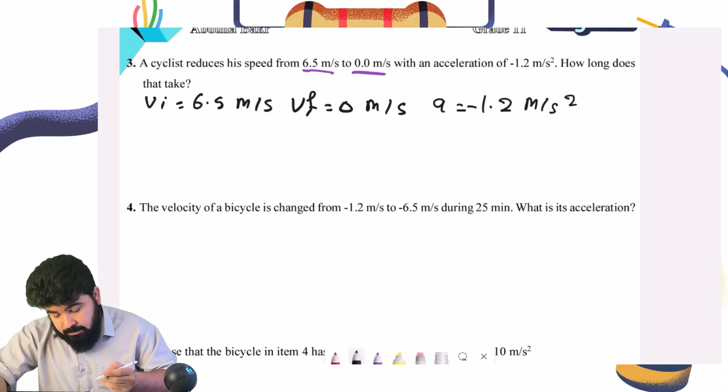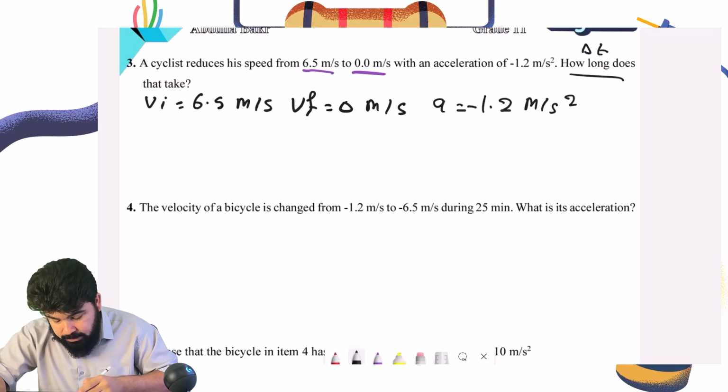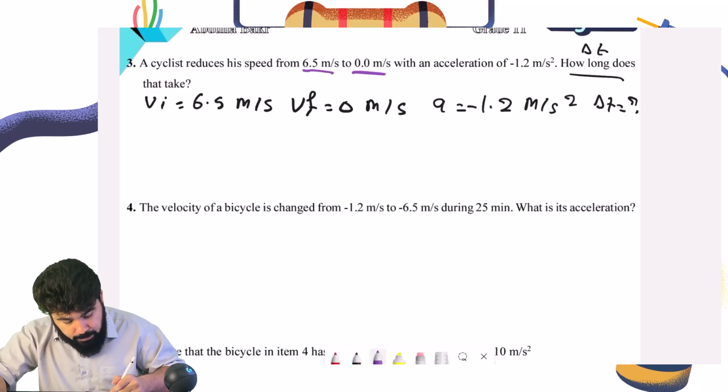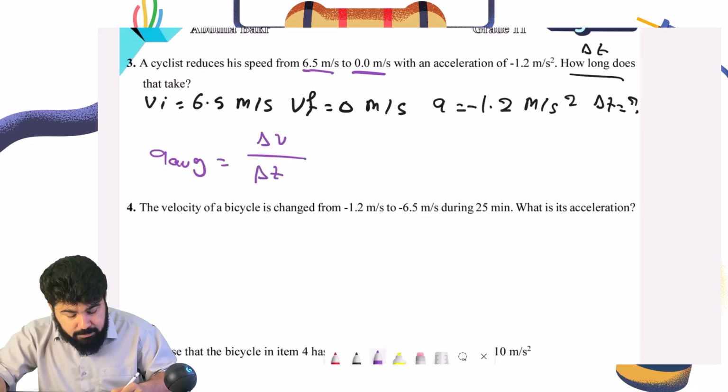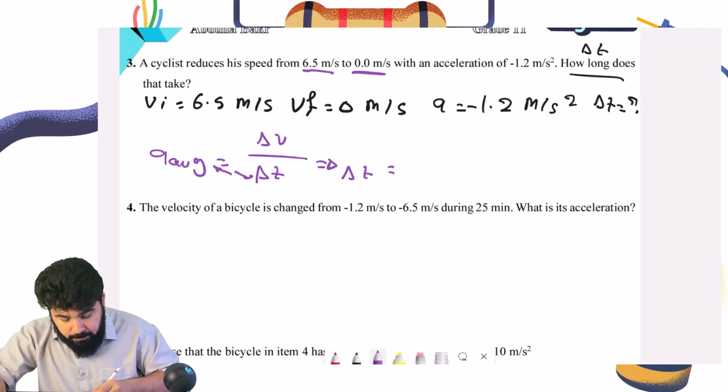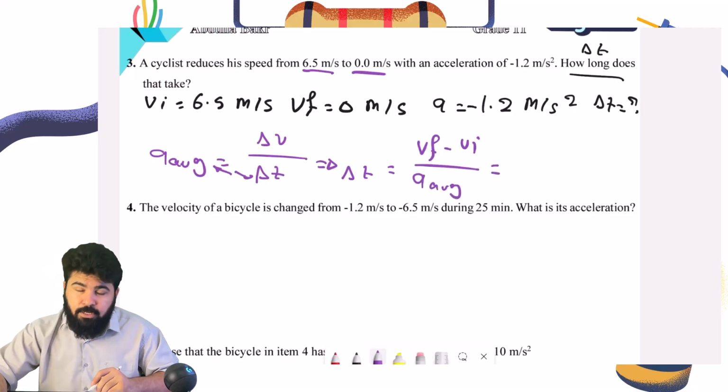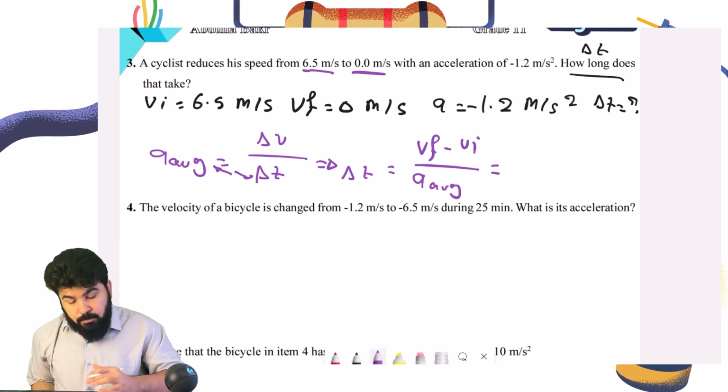How long does it take? Again, we have what? Delta t. So delta t is equal to what? Average acceleration is equal to delta v divided by delta t. Again, we need time, so change the places. Delta t is going to be delta v, let's make that v final minus v initial, and then divided by what? Average acceleration.